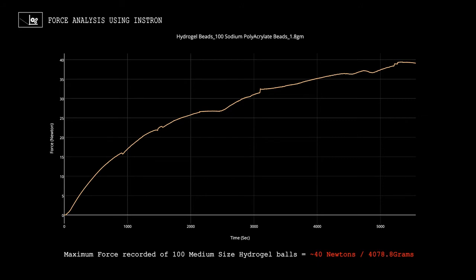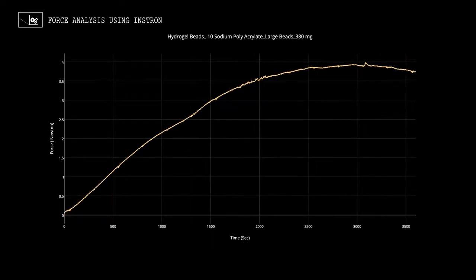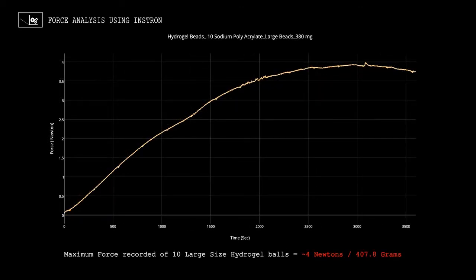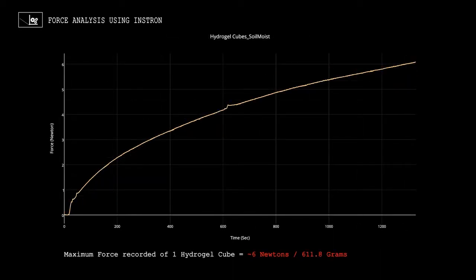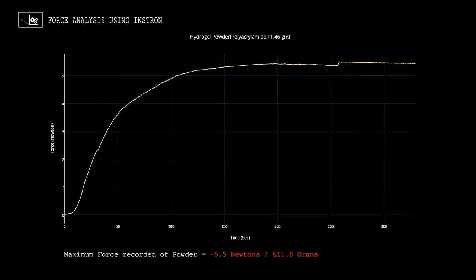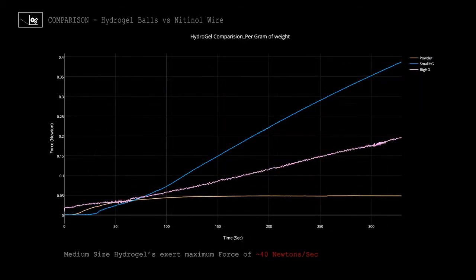Maximum force exerted by 100 hydrogels was 40 newtons, by 10 large hydrogels 4 newtons, 8 cubes was 6 newtons, 11.46 grams of powder was 5.5 newtons. Medium-sized hydrogels exerted the maximum force per gram.